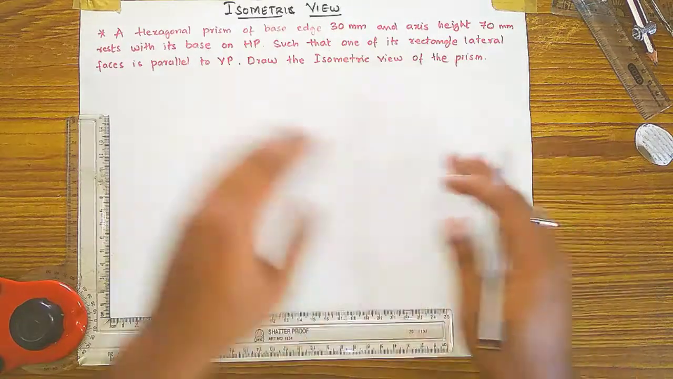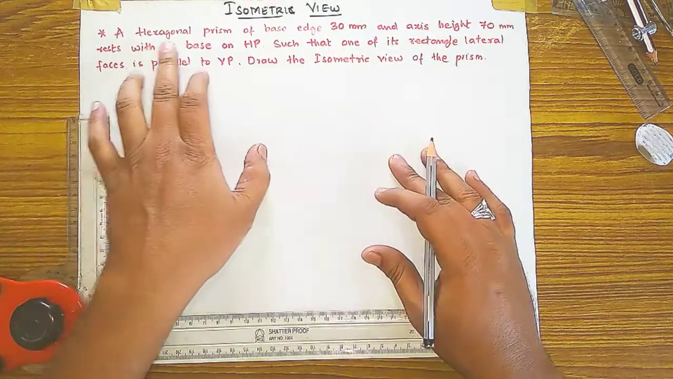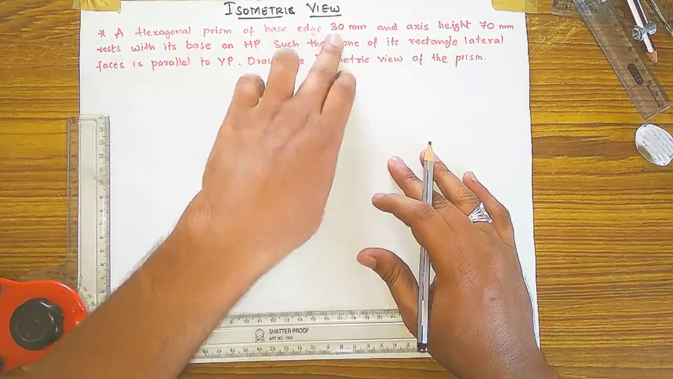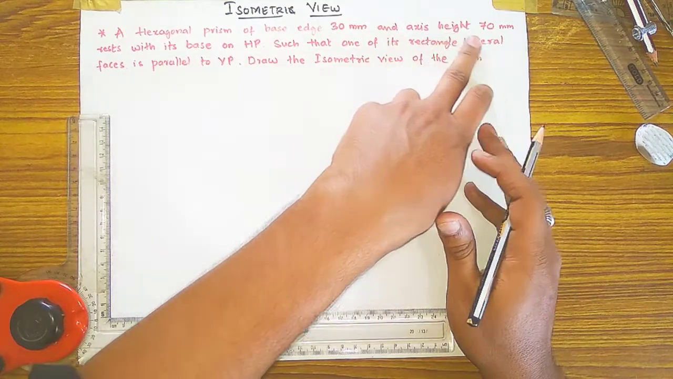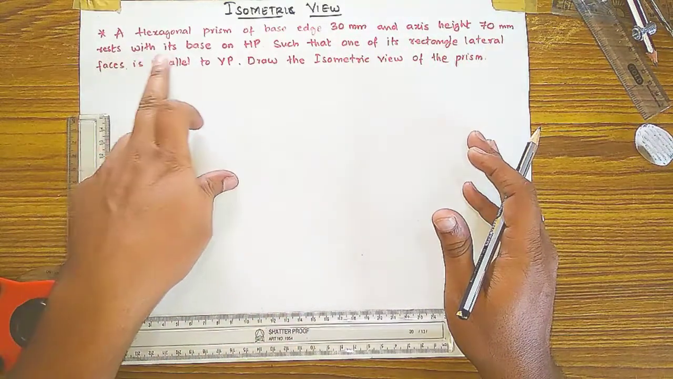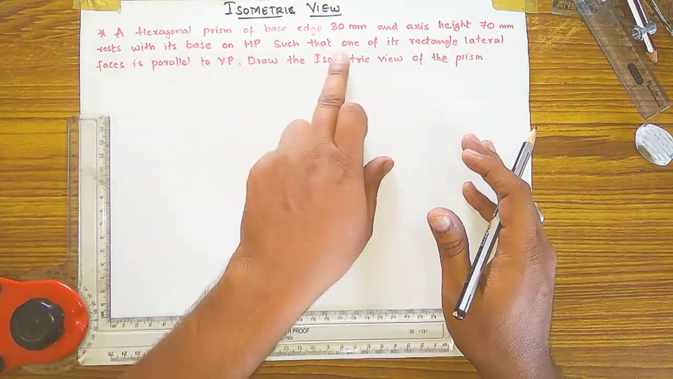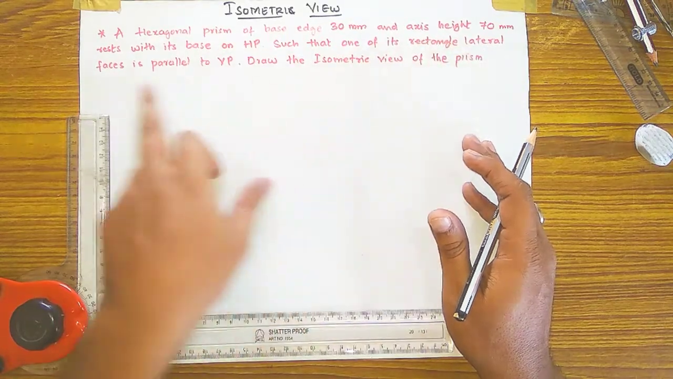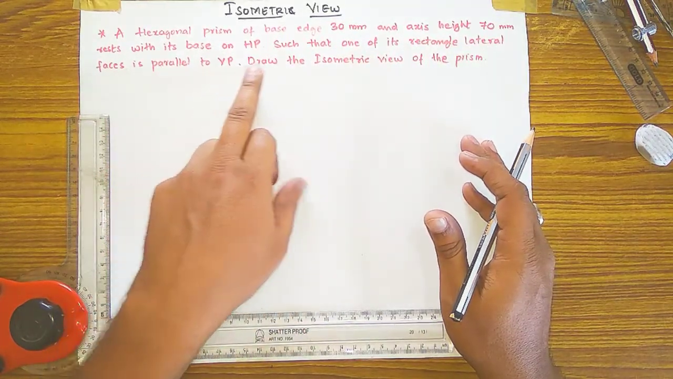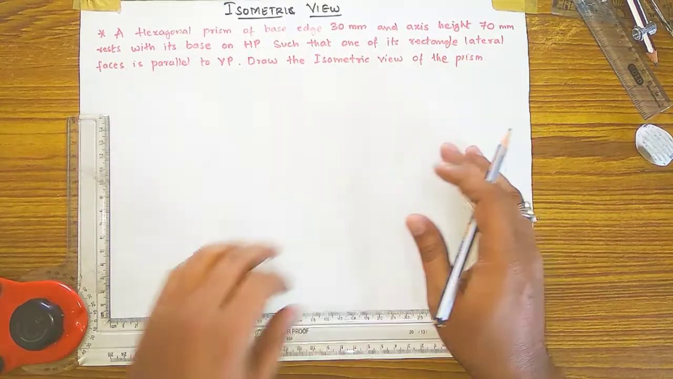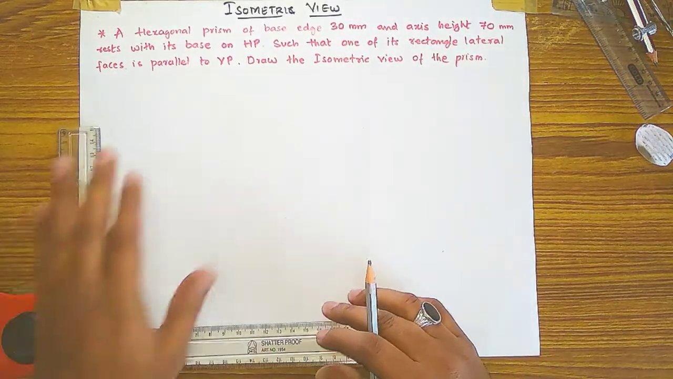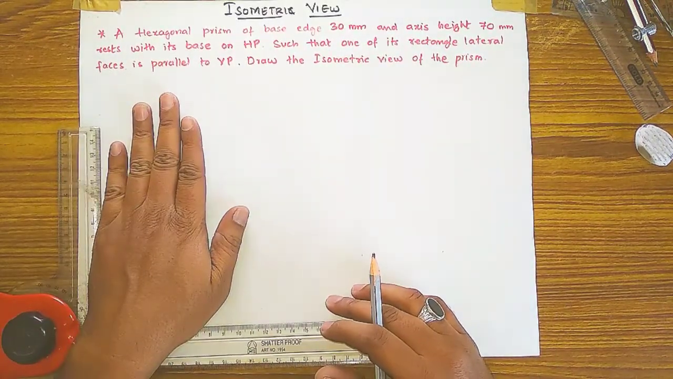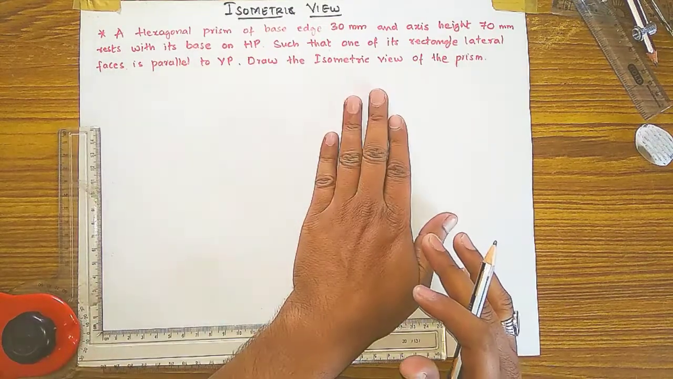And now I am going to start my problem. A hexagonal prism of base edge 30 mm and axis height 70 mm rests with its base on HP such that one of its rectangular lateral faces is parallel to VP. Draw the isometric view of the prism. First you have to draw the orthographic view and then the isometric view.